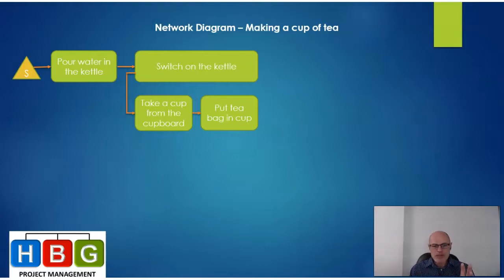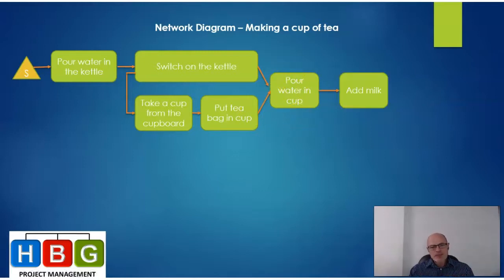Okay, so once that is done, then my project basically converges into the next activity, and that is pour the water in the cup. So once I've switched on the kettle, the water has boiled, I can pour it in a cup, and at the same time I've taken a cup from the cupboard, put a tea bag in, and now it's ready for the water to be poured into the cup. Once that is done, I add milk to it, I add sugar to it, and then it is ready to drink. So that is then the end of my project.